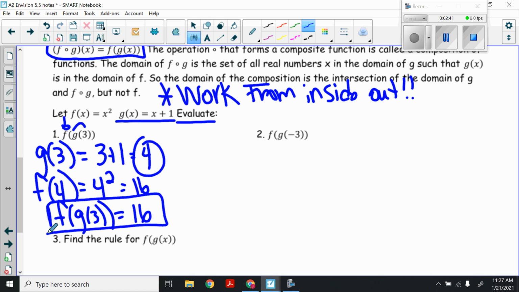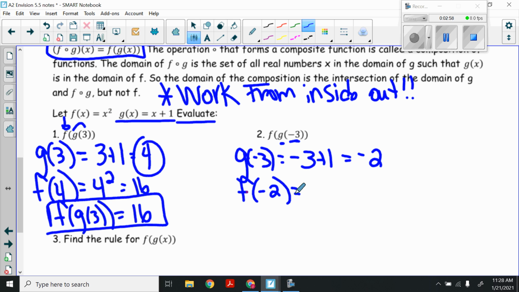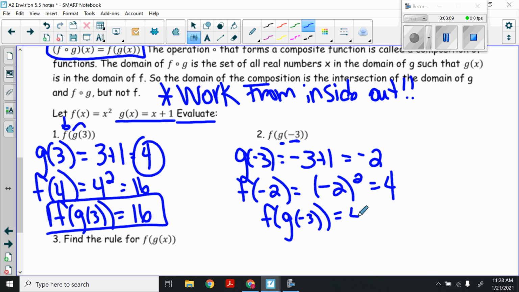Try that again. So again, I'm taking the negative 3 as my x. I'm starting with g. So I'm going to do g of negative 3. So negative 3 plus 1 equals negative 2. So now I'm doing f of this number that I just got, negative 2. f was x squared, so negative 2 squared is positive 4. So f of g of negative 3 is equal to 4.